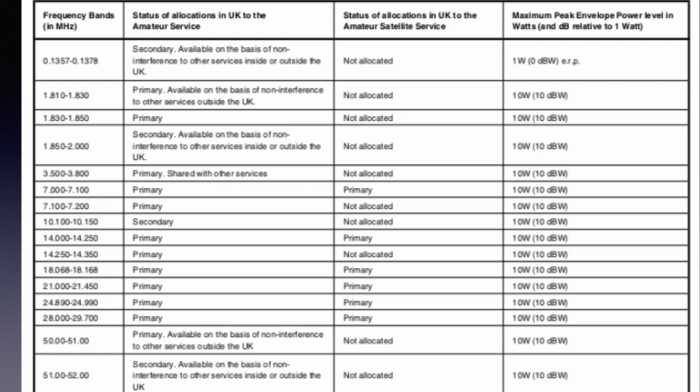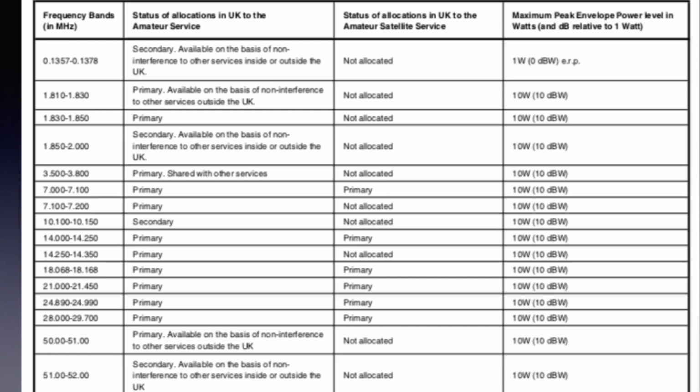So let's take an example there. Let's have a look at 3.5 to 3.8 megahertz there, and you can see that's the 1, 2, 3, 4, that's the 5th row down from the top, 3.5 to 3.8, and we know it's in megahertz because it says so at the column header. And it says primary shared with other services. In other words, it's mainly for amateur radio, but other services also share it. But the allocation is primary for amateur radio, and we're talking about terrestrial here.